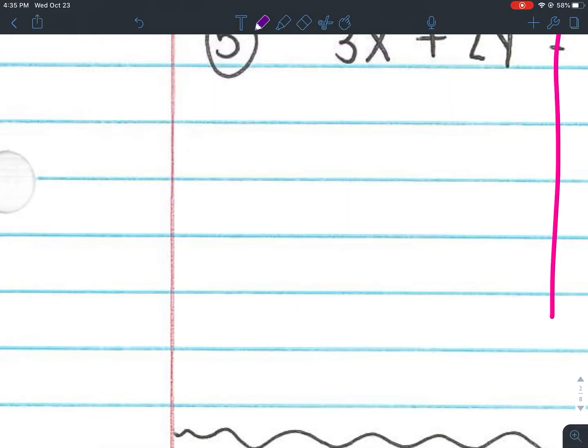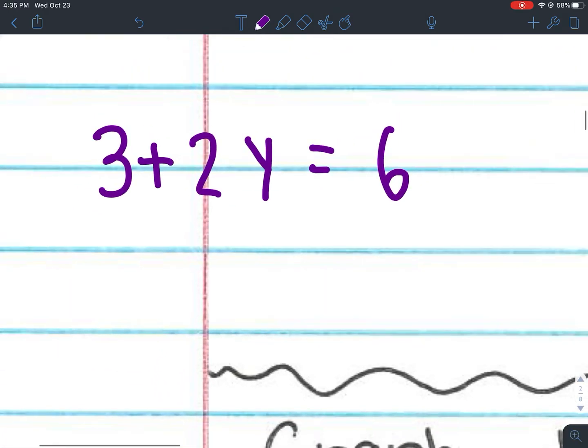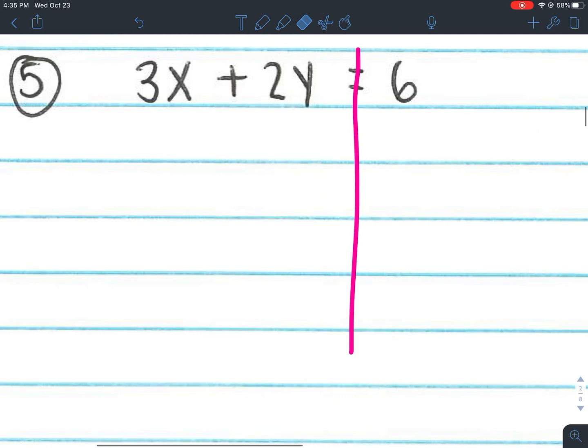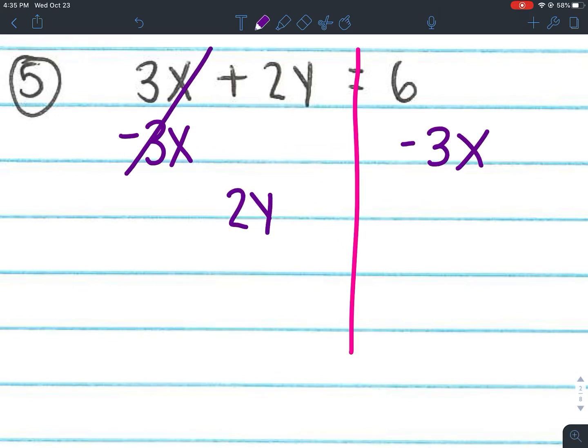The first way is you either subtract the 3 or you divide the 2. Let's have a practice problem over here. If I had 3 plus 2y equals 6, and I asked you to get the y by itself, the first thing you would do is subtract the 3, right? So you would do the same thing here. Before dividing by the 2 in front of the y, you would subtract 3x on both sides.